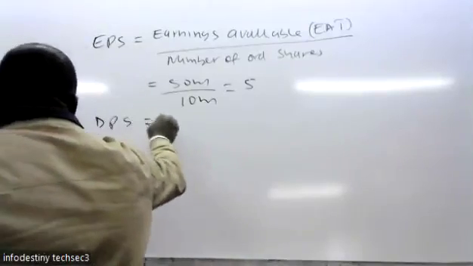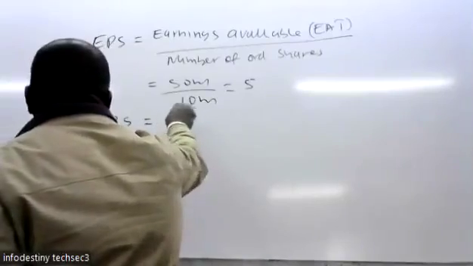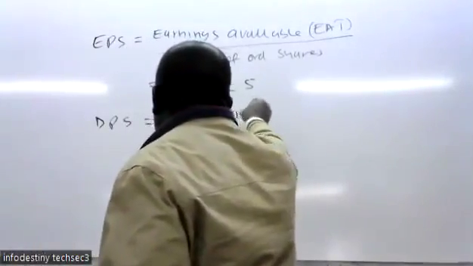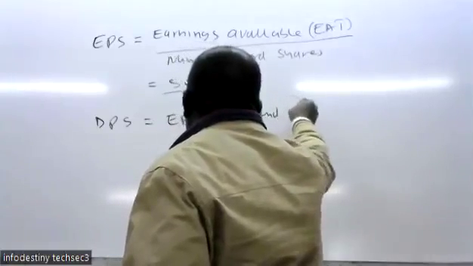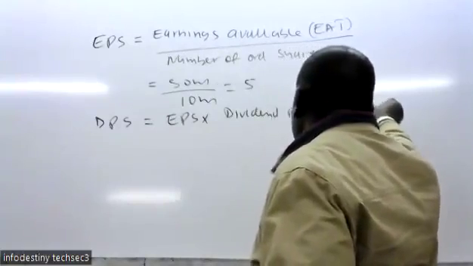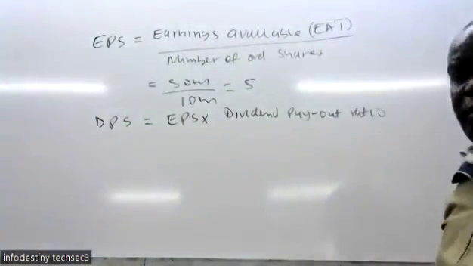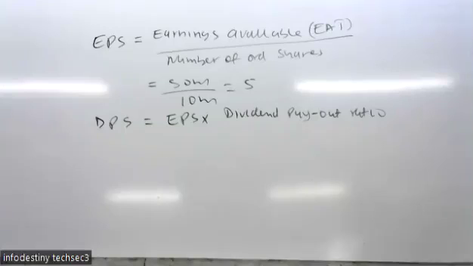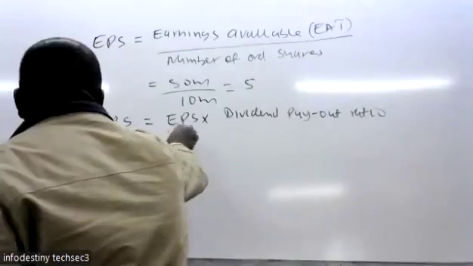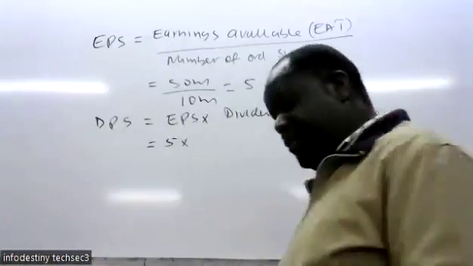Then after that, we also compute the dividend per share. So dividend per share, you simply take earnings per share multiplied by the dividend payout ratio. So earnings per share, we have calculated, we got 5. Then the dividend payout ratio.